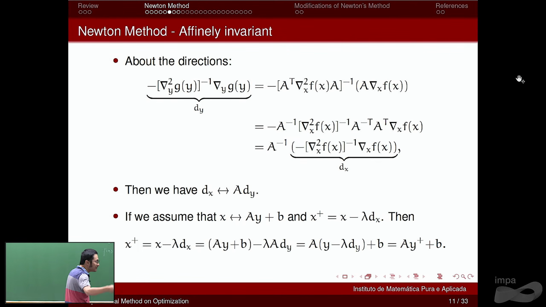So this means if your current point x is related to y by the transformation, then the next iteration will be connected to y+ by the same transformation. So even if you scale your problems, if you still use the Newton method, your iterates will not change if you choose the same initial point. But the gradient descent method will not have this property. This is what we call affine invariance.